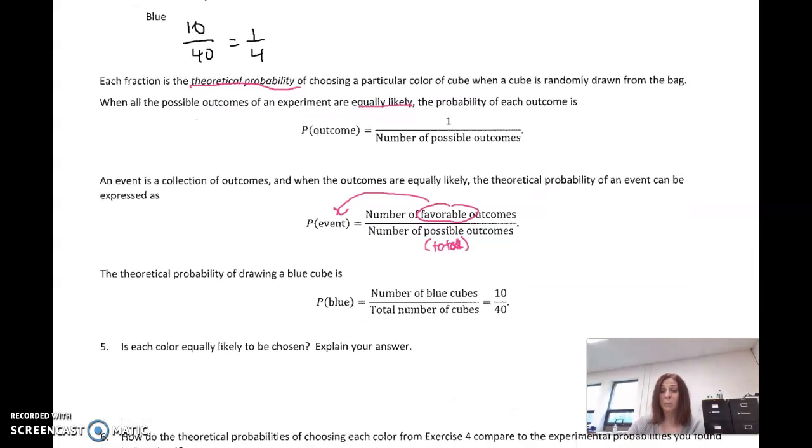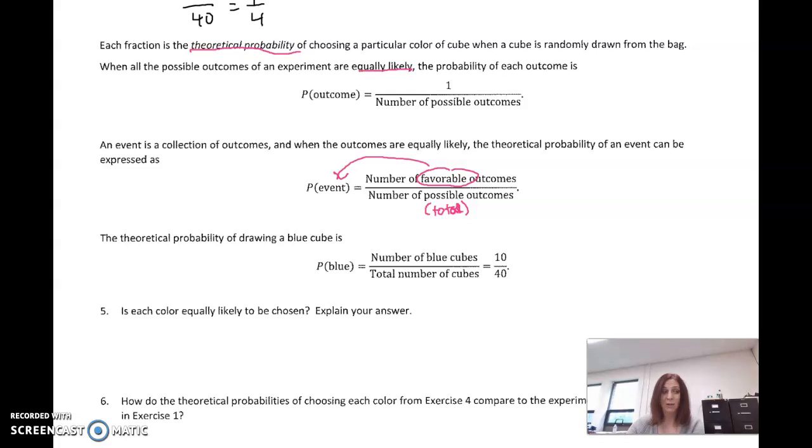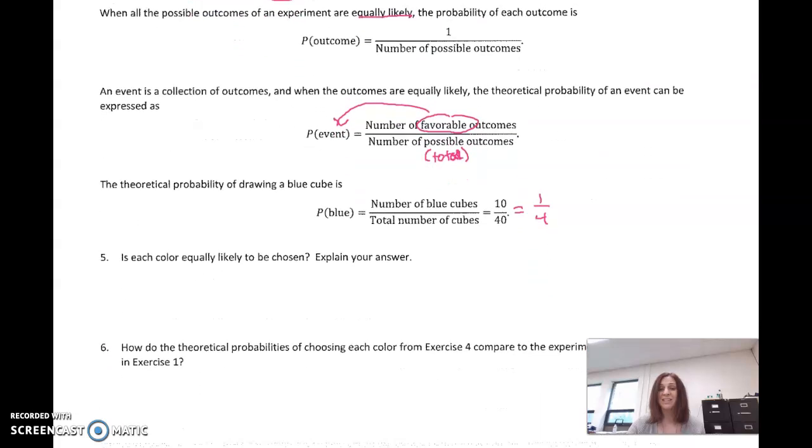So, drawing a blue cube, the theoretical probability is 10 out of 40, or 1/4. The probability of blue is the number of blue cubes out of the total number of cubes. So I would say I have a 1/4 chance of drawing a blue cube. Makes sense, right? So is each color equally likely to be chosen?